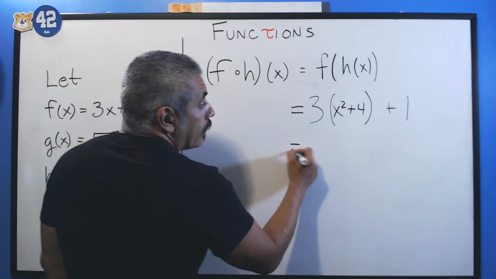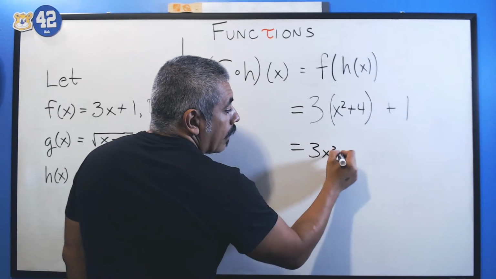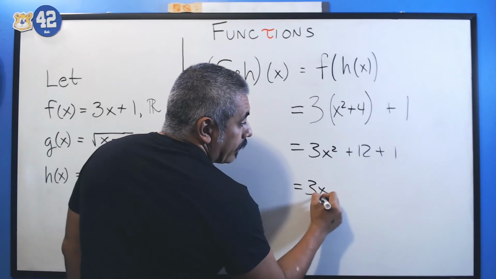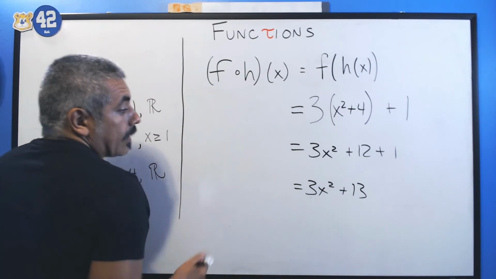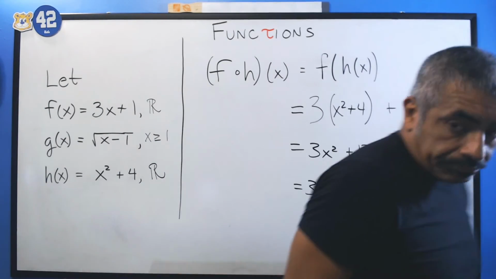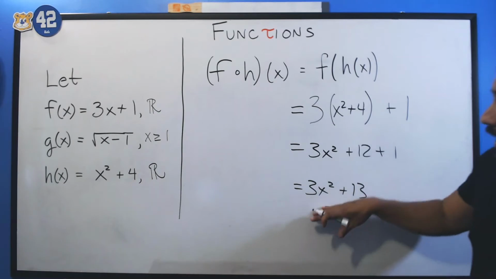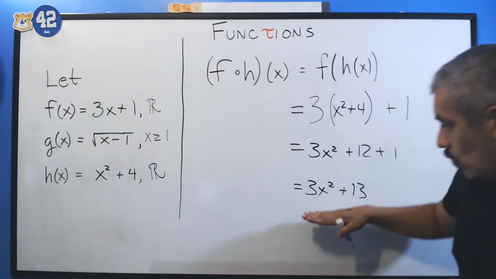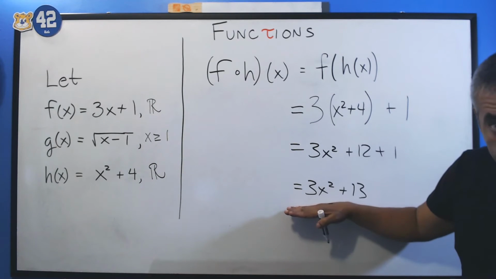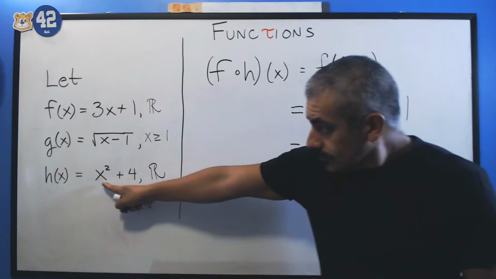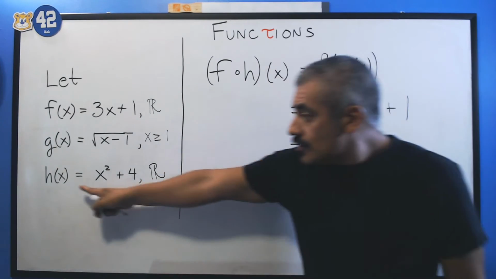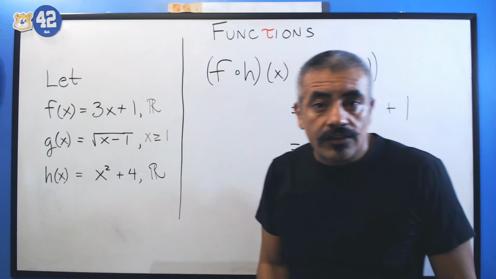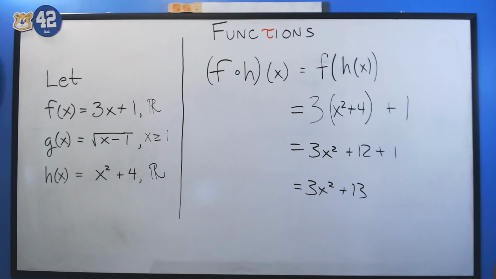And let's simplify. So we get 3x squared. 3 times 4 is 12 plus 1. And we finally end up getting 3x squared plus 13. And that's going to be our f of h of x. And so, since we know that h of x has domain all real numbers, we can say that this function has domain all real numbers. Furthermore, if I plug in any real number for x into h, I'm going to get a positive number, and that also works for f, so that's fine. So we're all good with f of h of x.